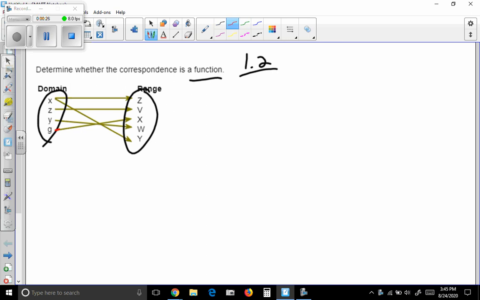So notice G is related to only X. Y goes to W. Z goes to V. So if those were our only correspondents, then this would be a function because each one of these corresponds to one item each. But because of X, this is not a function. Something in the domain is going to two different items. If one thing over here goes to two different items over here, then that makes it not a function. So this one is not a function.